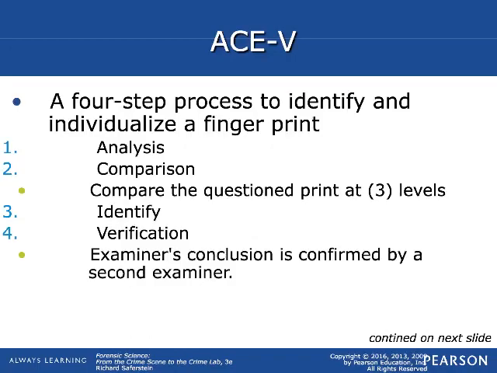Okay, now there's this process, a 4-step process to identify and individualize a fingerprint. So four different steps. There's analysis, they say ACE-V. So ACE-V: analysis, comparison. Then when you compare, you're going to compare the question print at 3 different levels. Then you're going to identify, and then you're going to verify.